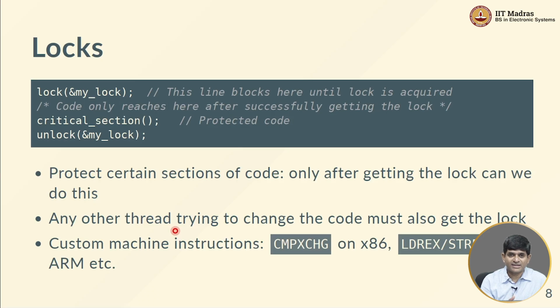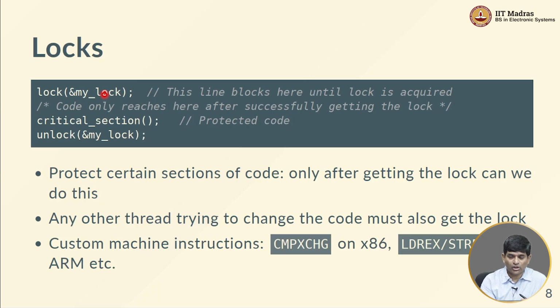Ultimately, what it means is any thread that needs to make a change in this critical section must first acquire the lock. If it doesn't get the lock, it has to wait. It would most likely go to sleep and be woken up by the kernel when the lock becomes free. Okay. Now, how exactly do we implement this?